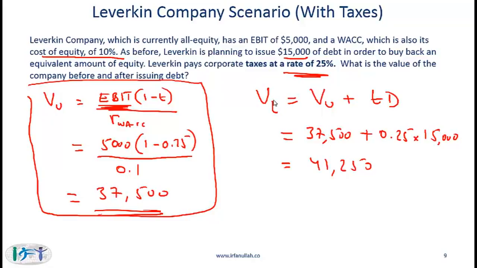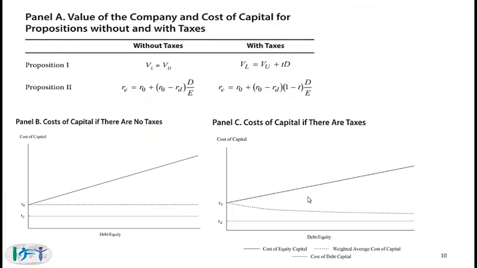The value of a levered company is equal to the value of the unlevered company plus tax rate times debt. You plug in the numbers and you will get value of levered company equal to 41,250. This is the core point. If you want more details, then you can continue with this example in the curriculum.